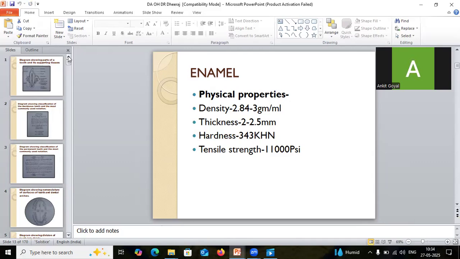The higher mineral content and the crystalline arrangement of the enamel makes it very hard. Okay. The hardness is maximum at the cusp tip and at the incisal edge, and it decreases to the cervical. Okay. Last is the tensile strength. It has a tensile strength of approximately 11,000 psi units. Okay.